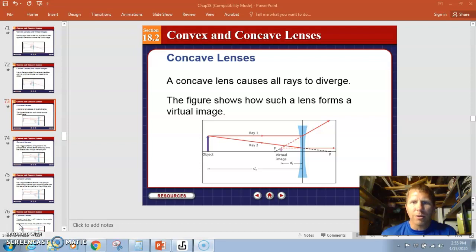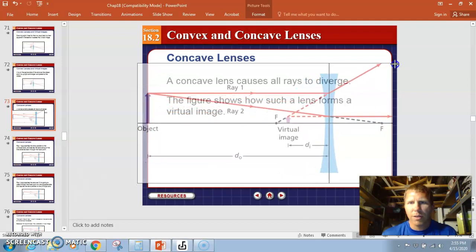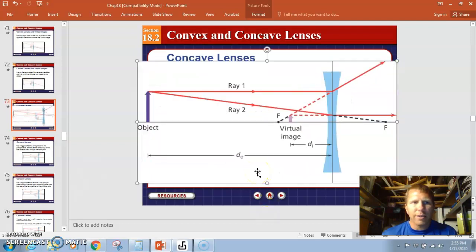These are the lenses where they are thinner in the middle than they are on the edges, and when the light rays go through them, they cause the light to diverge. So let's look at this drawing here of the concave lens. Now, these are very similar to the convex lenses in that they both have focal points on both sides of the lens, and when we go to draw them, it starts out very similar.